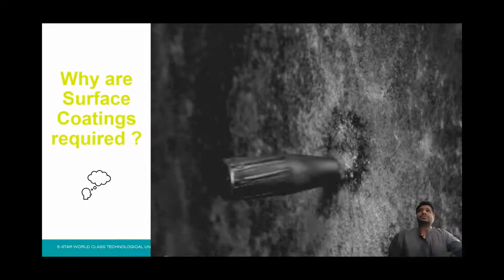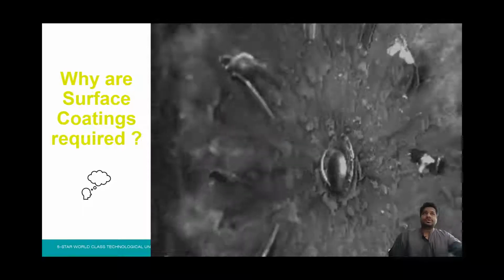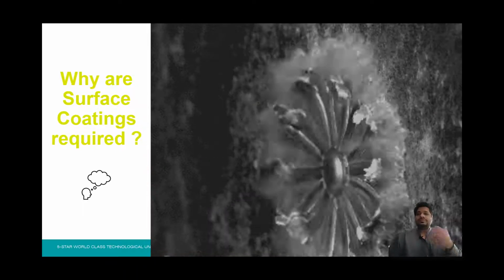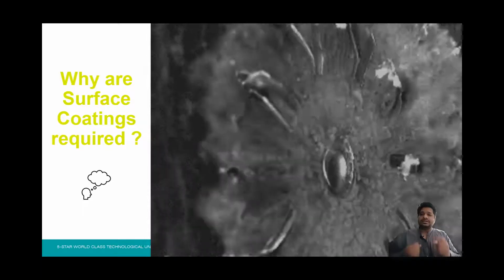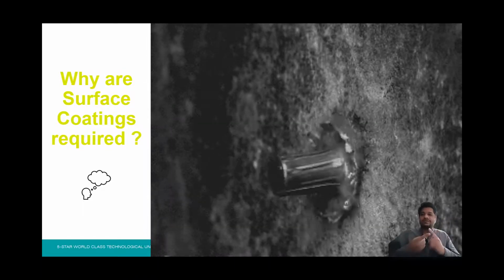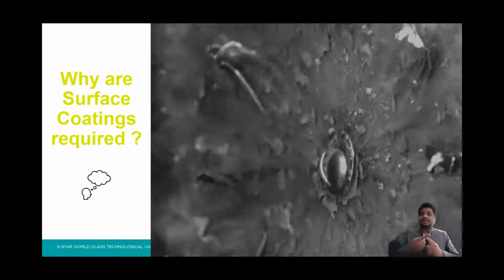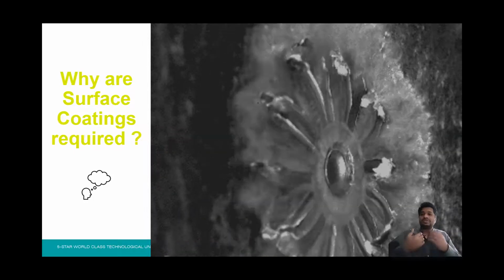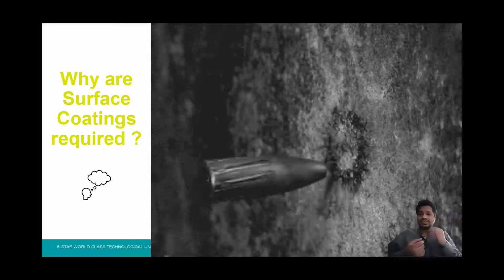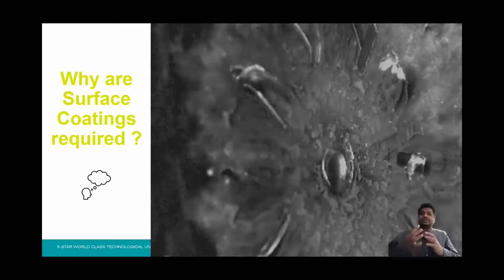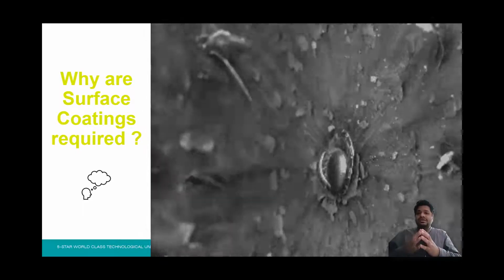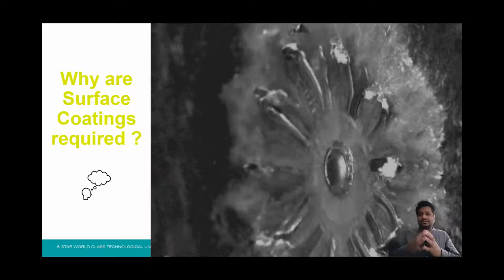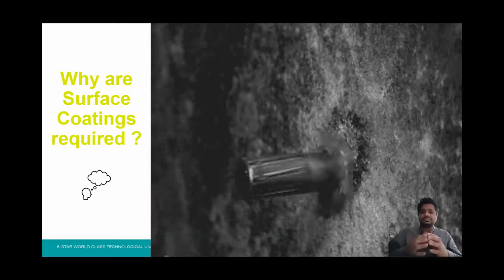So the question comes: why are surface coatings required? Why do we need protection? From whom do we need protection? It can either be external agents, the external environment, or an environment generated by humans itself, for instance, a bullet striking a surface. So we need to tailor our surface for different environments and for different functions.